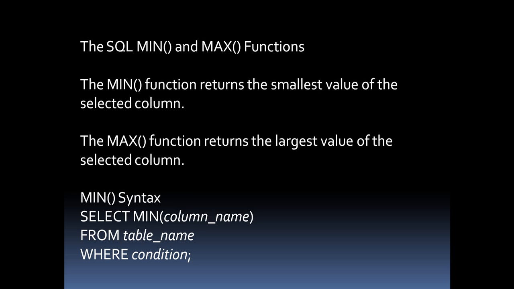Now it's time to elaborate the min and max functions. The min function returns the smallest value of the selected column and the max function returns the largest value of the selected column. The syntax is: select min column name from table name where condition if any. Max: select max column name from table where specify condition.